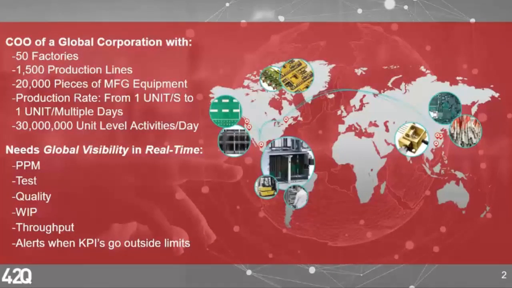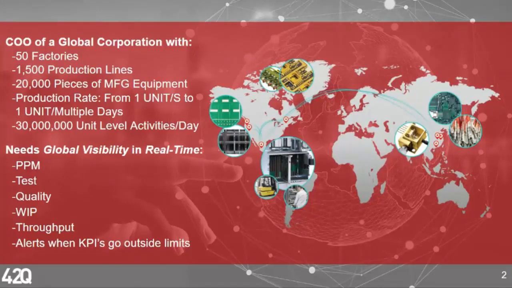So let's say you're a COO of a global corporation. You've got 50 factories, 1,500 production lines, 20,000 pieces of manufacturing equipment. Again, that same production rate. At any one of these facilities, you could be running things from 1 unit per second to where 1 unit's taking multiple days or a week. And this comes out to roughly 30 million unit level activities per day. So trying to understand all that data and be able to see how things are running is an undertaking.